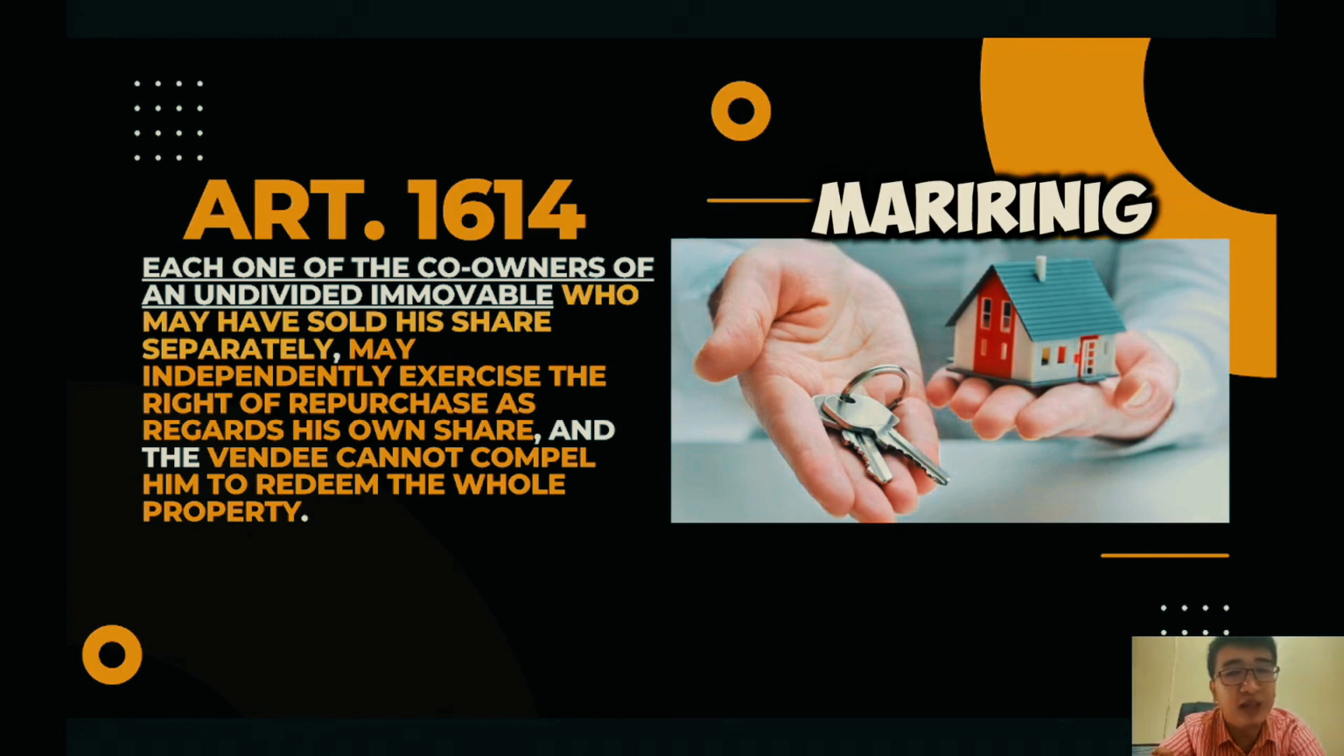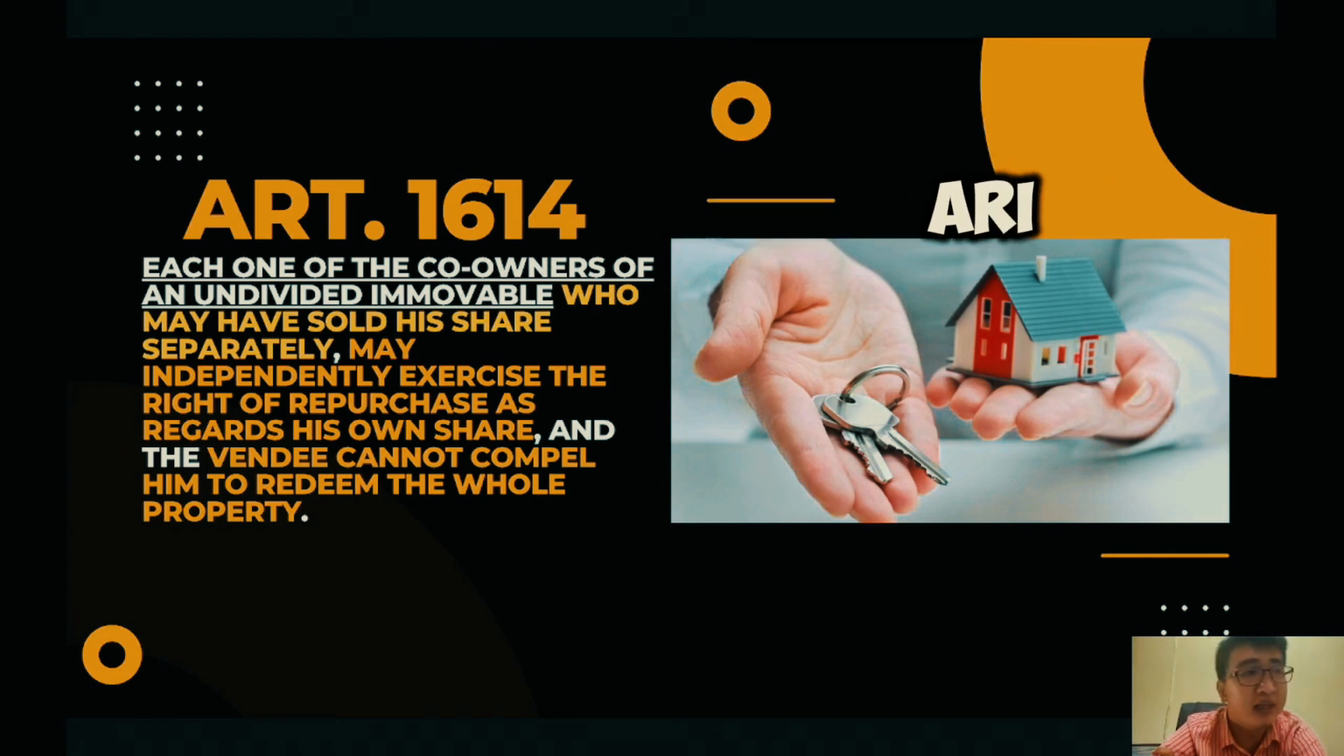Kaya madami kayong makikita or maririnig na may mga lupa na silang magkakapatid ang may-ari or magkakapamilya ang may-ari. Sila yung co-owners. Ngayon, kung isa doon, let's say for example, si C sold his shares separately, okay, to a buyer of his own choice. Okay? Pwede, each one of the co-owners may independently exercise the right of repurchase as regards his own share. Kasi ang nabenta lang naman ni C, dun sa lupa na silang tatlo ni ABC ang may-ari, yung share niya lang ang nabenta niya. Hindi niya naman pwedeng ibenta yung share ni A tsaka ni B. Yung share niya lang. And the vendee cannot compel him to redeem the whole property. Okay? So, pag separately sold, they can redeem their own share. Hindi yung they redeem the other property share kasi hindi naman yun yung binenta nila. Okay?